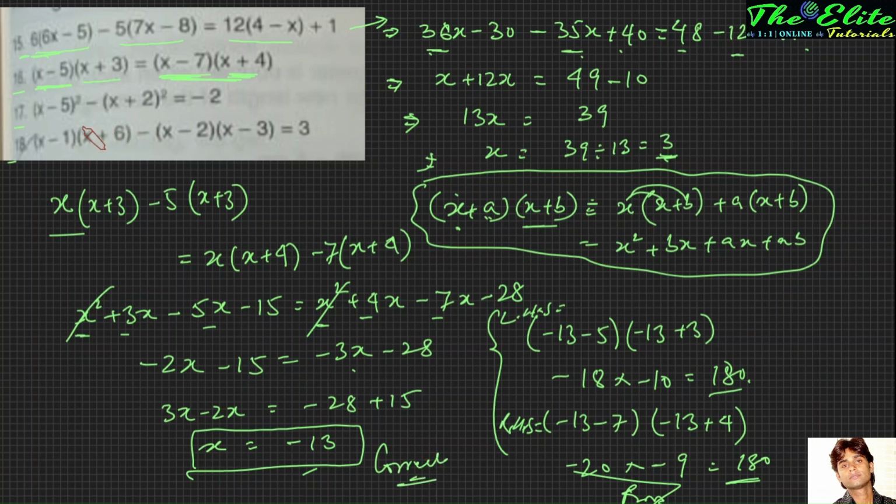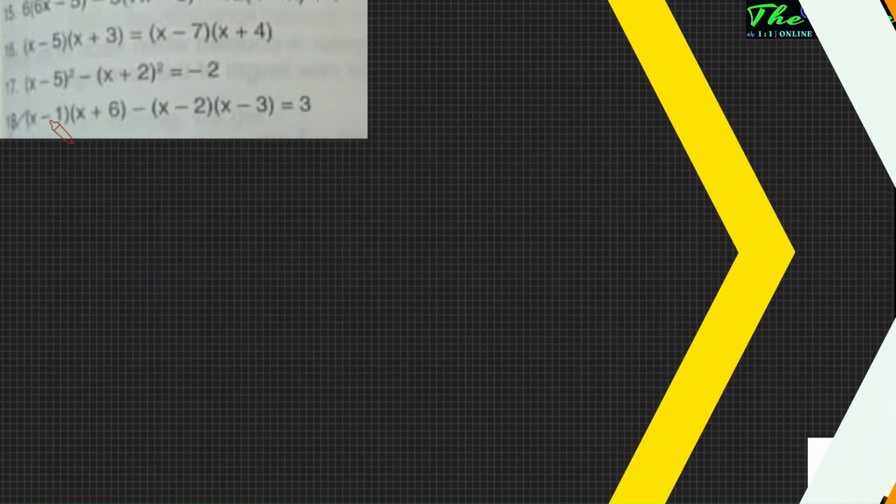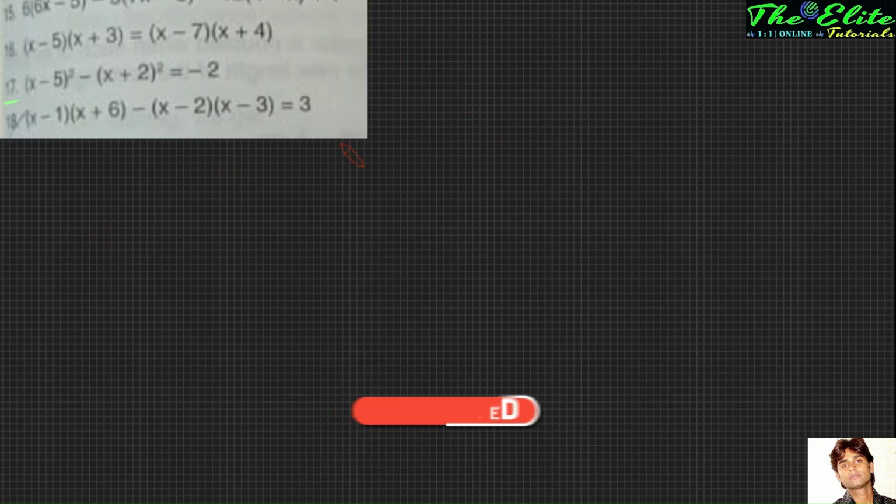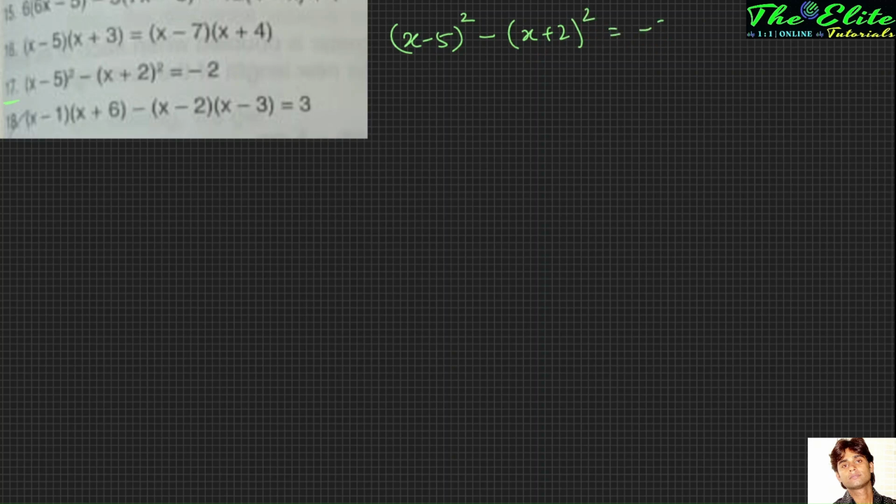Likewise, you can solve here based on identity. Very interesting question. Let me solve 17. It is a very important and very interesting question. I like to solve this kind of questions. See here, we can solve in two ways. The question is x minus 5 whole square minus x plus 2 whole square is equal to minus 2.